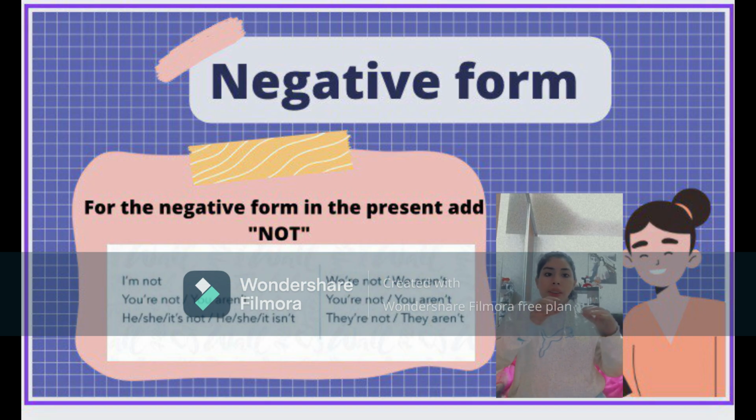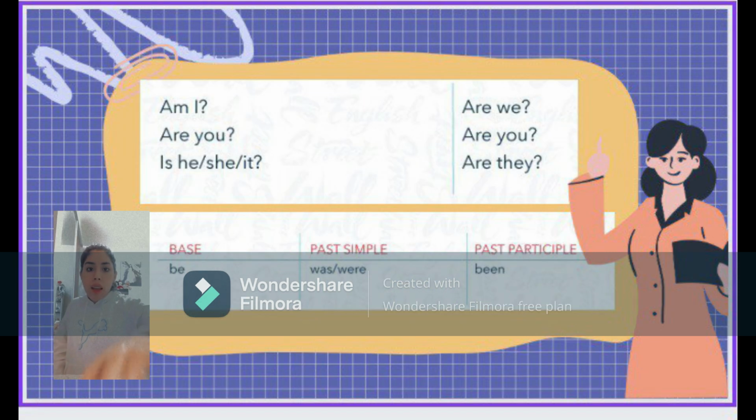Now, we will see the negative form. For the negative form in the present tense, we add not. We can also use the contracted form, which is aren't or isn't. To ask questions, we invert the subject and the verb. For example, are you playing basketball? And so on with the different pronouns.